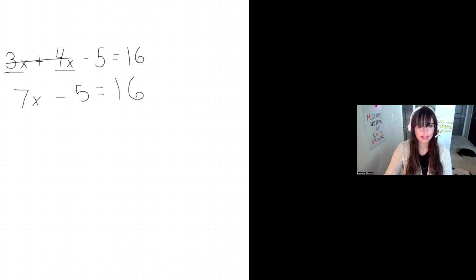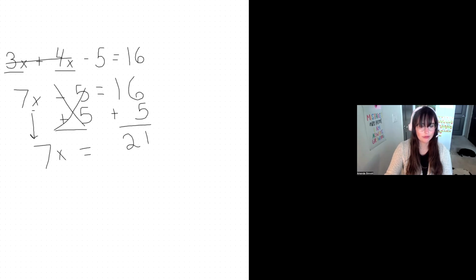Now we want to get this x by itself. So the first thing we're going to do is undo this negative 5 by adding 5. And we're going to add 5 to both sides. And that is just getting rid of our negative 5. 16 plus 5 is 21. So we want to make sure we bring down our equation. So now what we have is 7x equals 21.